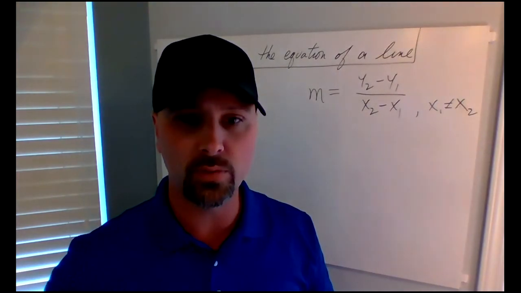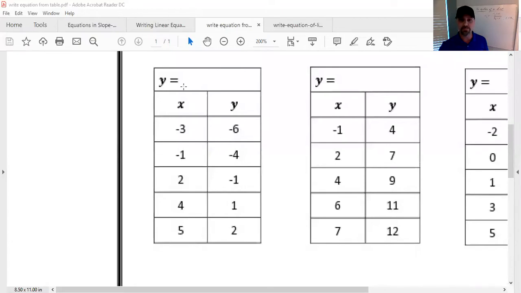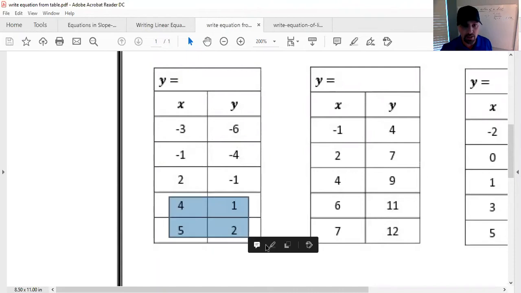So on our worksheet, if we want to go back to that worksheet, notice we have all these points that represent this line. We only need 2 of them, okay? I like positive numbers. So I'm going to pick this pair of coordinates, 4, 1, and 5, 2, okay? And I'm going to run it through the formula to figure out what's the slope of this line, okay? So my 2 points are 4, 1, and 5, 2.